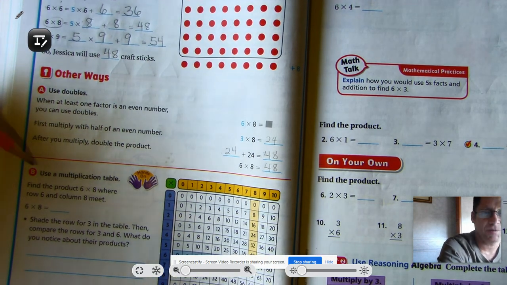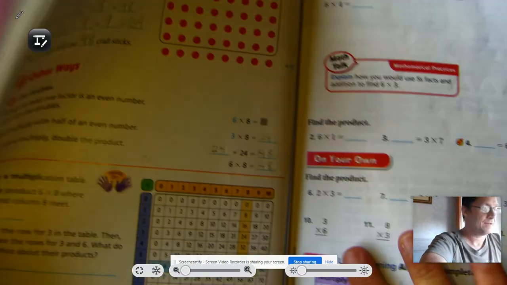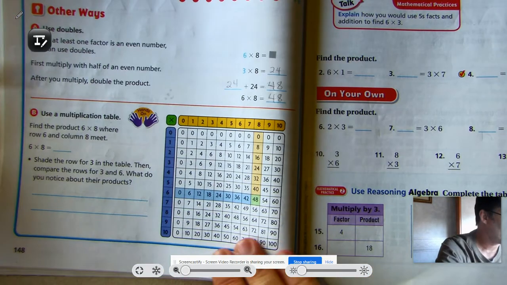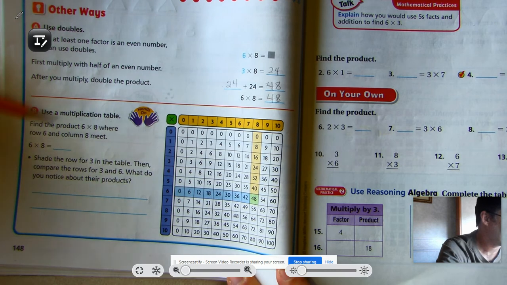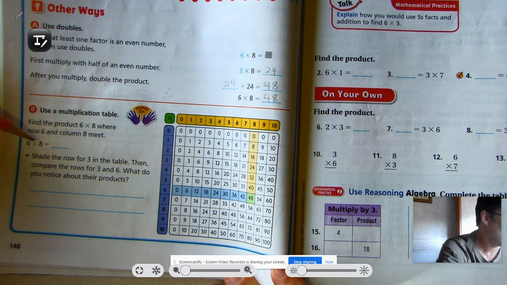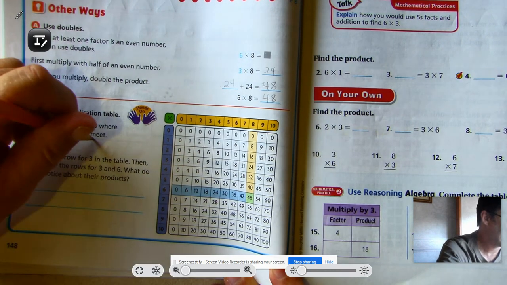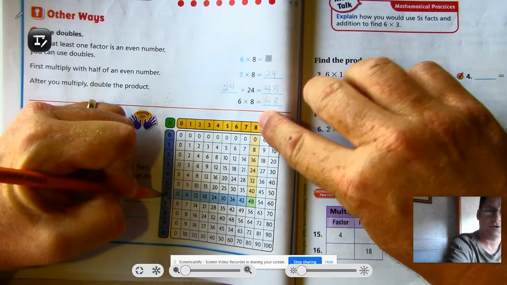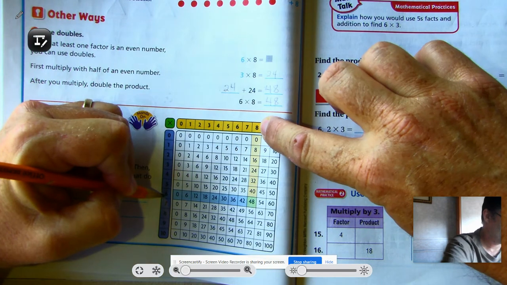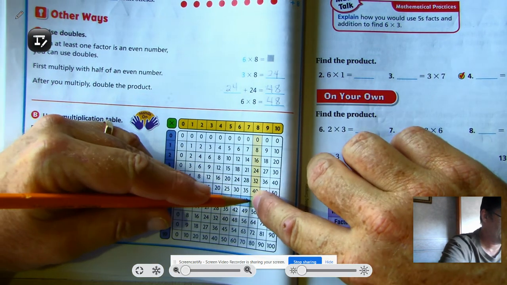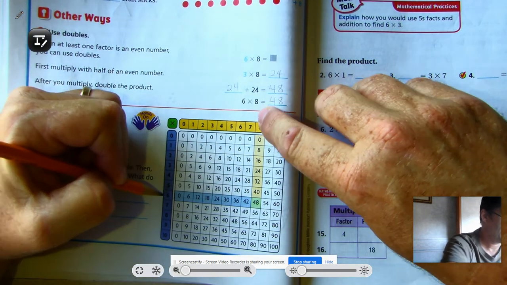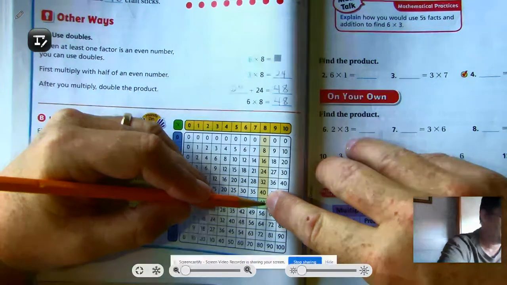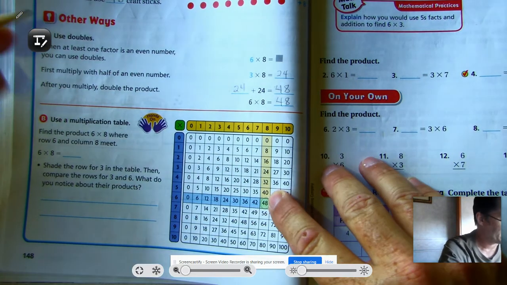I could use a multiplication table. So in a multiplication table, it says find the product of 6 and 8 where row 6 and column 8 meet. So here's row 6, here's column 8, and you bring them until your fingers come together at 48.